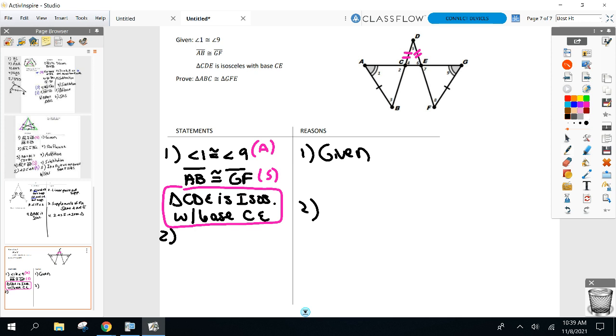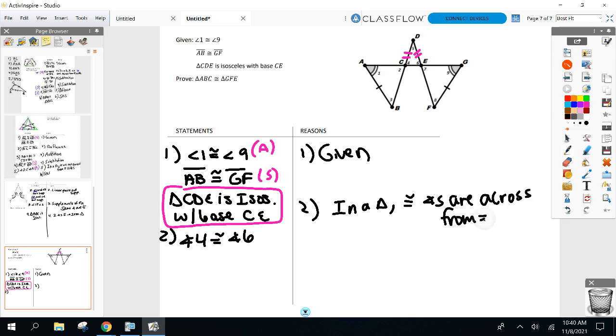Would you be offended if I just used the numbers instead? Okay, so 4 and 6. So 4 congruent to 6. That's the theorem I provided you on Friday, which says what? In a triangle, angles, or sides, doesn't matter, angles are across from congruent sides. Yep. All right, good.